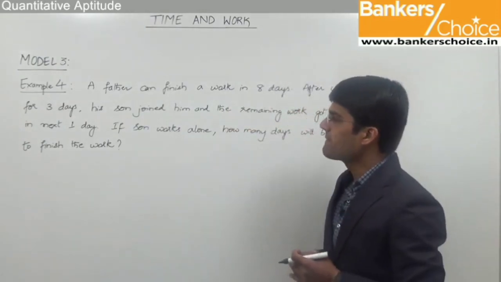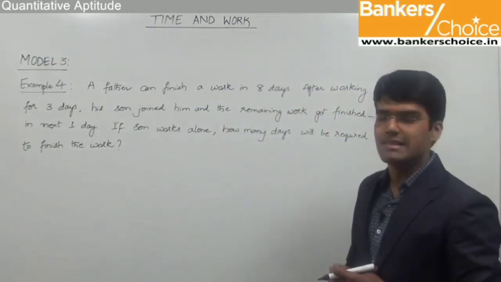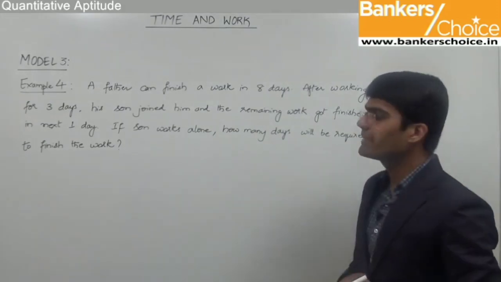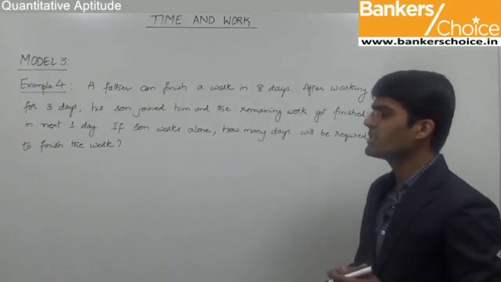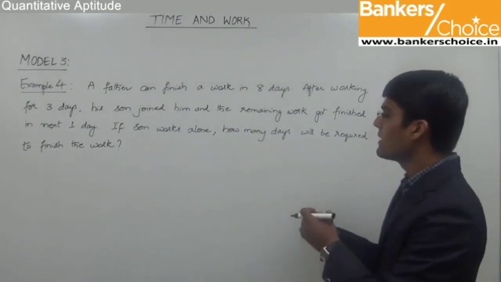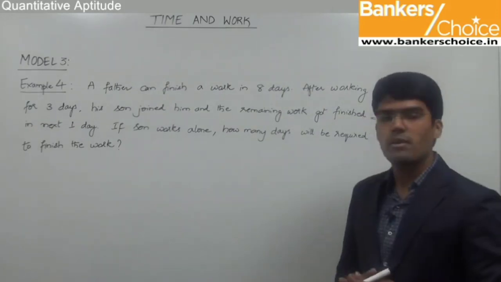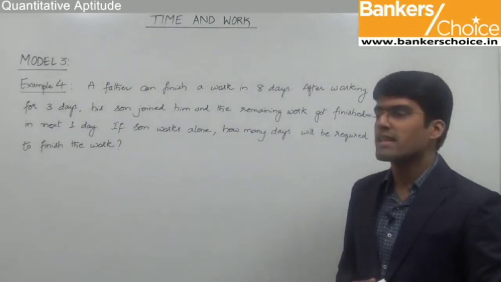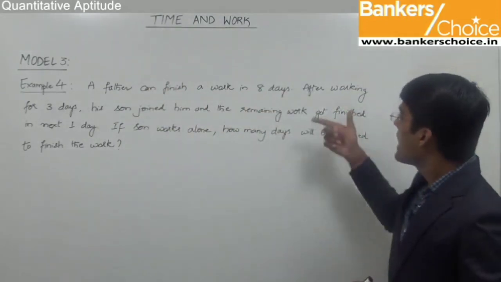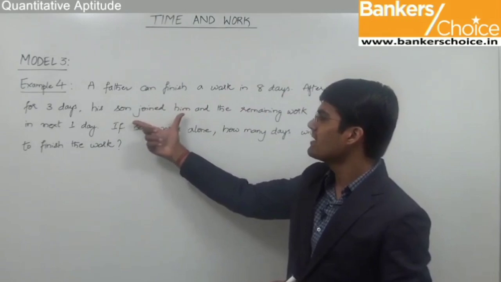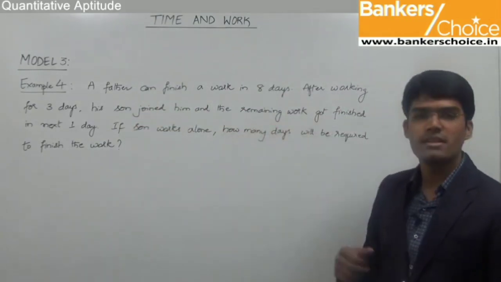The question here is, a father can finish a work in 8 days. After working for 3 days, his son joined him and the remaining work got finished in next 1 day. If son works alone, how many days will be required to finish the work? So as given here, father alone can finish it in 8 days. After working for 3 days, his son joined him and the remaining work got finished in next 1 day.